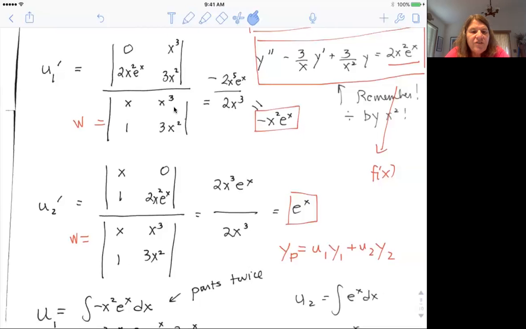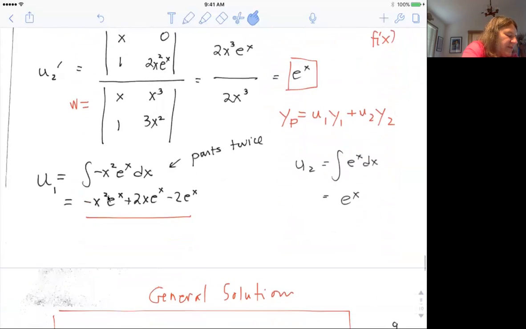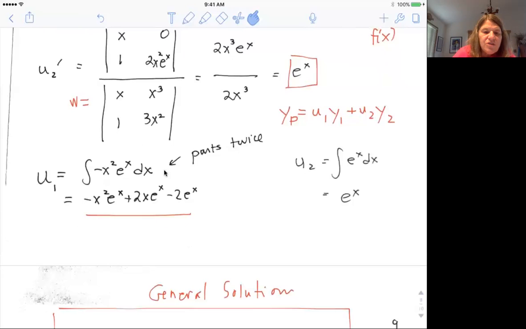Okay? So x and x cubed. These Wronskians give me u1 prime and u2 prime. But if I have u1 prime and u2 prime, I can just integrate them to find my u's, my u1 and my u2. So that's what I did. I integrated these things. One of them was a little tougher because it was using parts twice. The second one was easy.